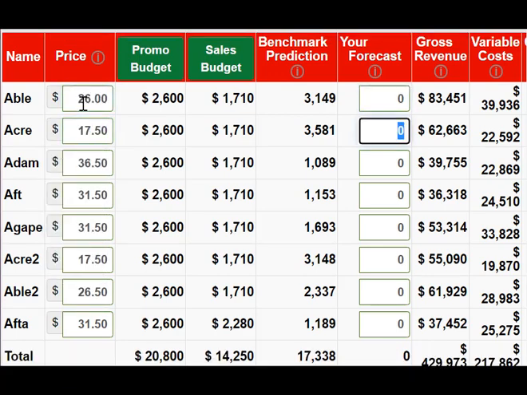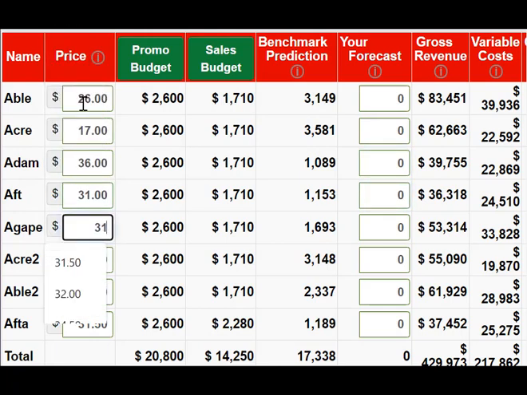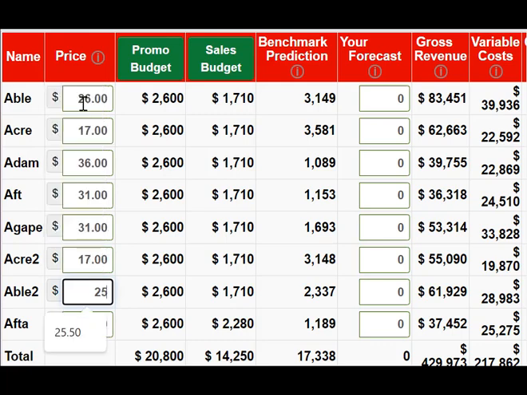And now for the marketing screen, we reduce the price by 50 cents each round to maintain the product competitiveness and sell better. So we reduce the price by 50 cents for all the 8 products.